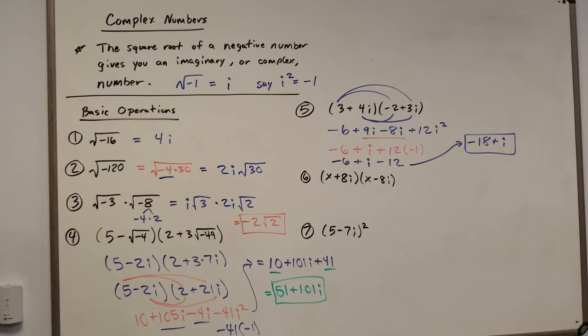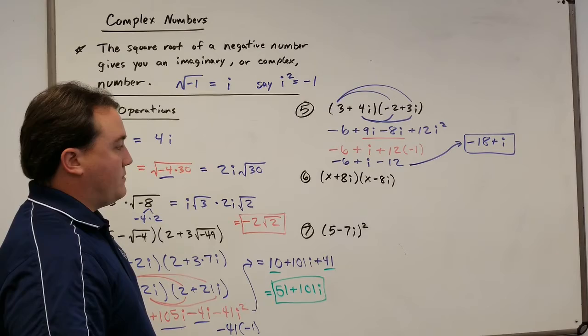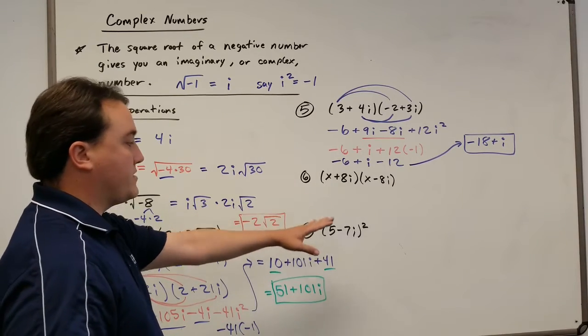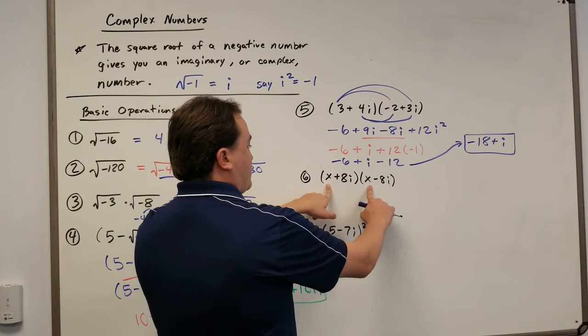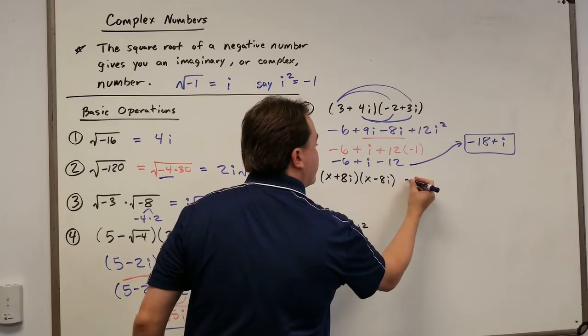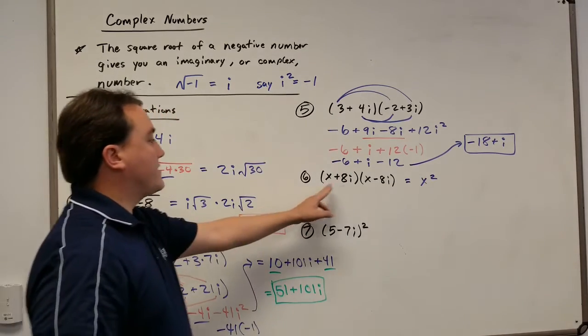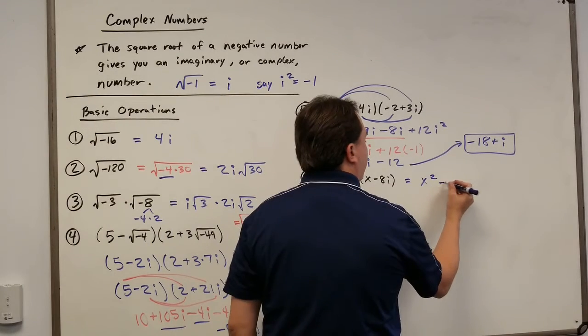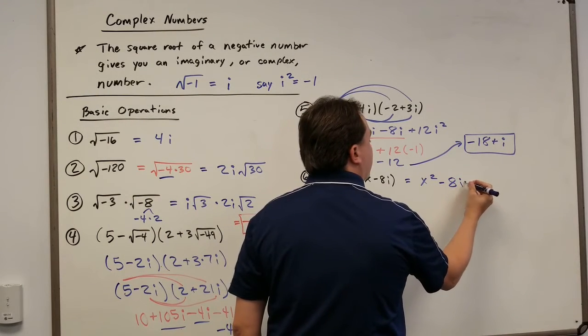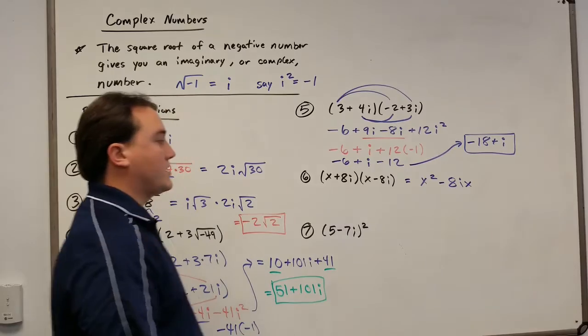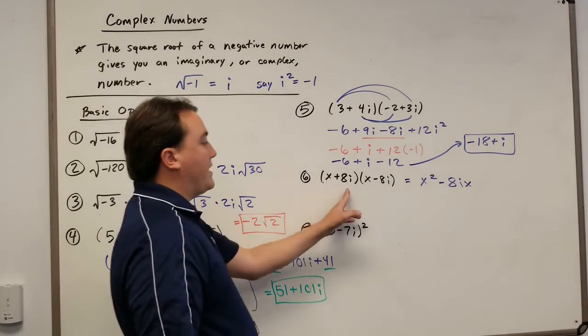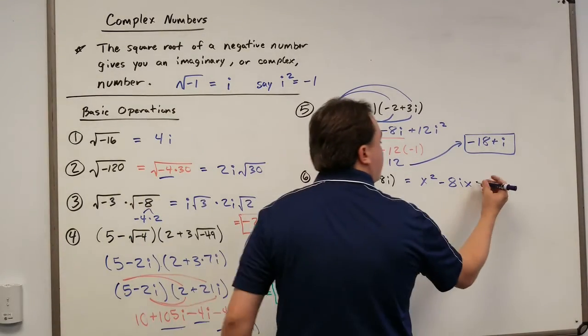So you can mix x's in with this. So for this one, same process though. We have x times x is x squared. x times negative 8i is negative 8ix. Kind of just sticking it all together. 8i times x is plus 8ix.